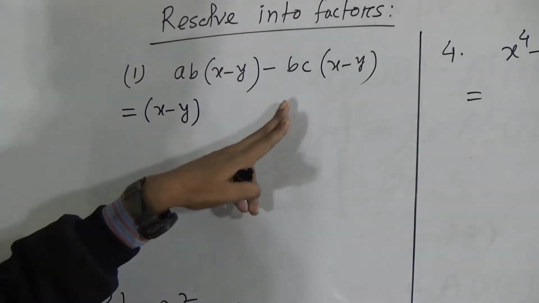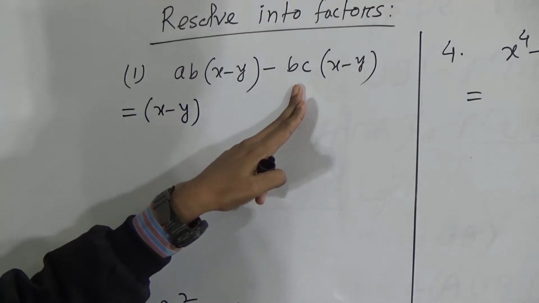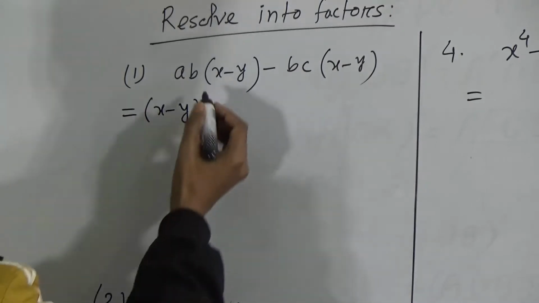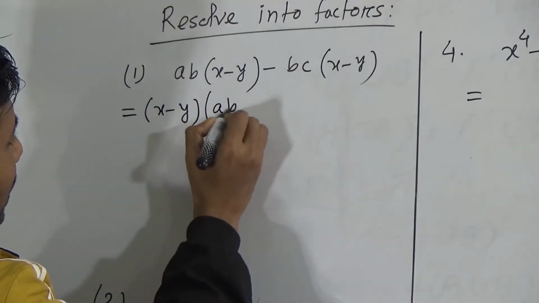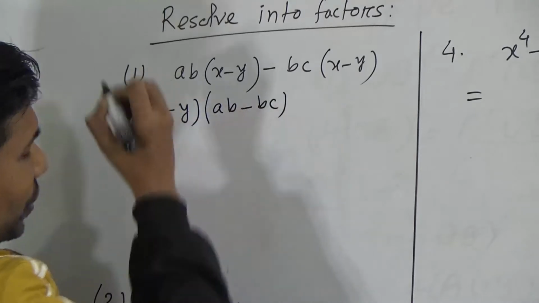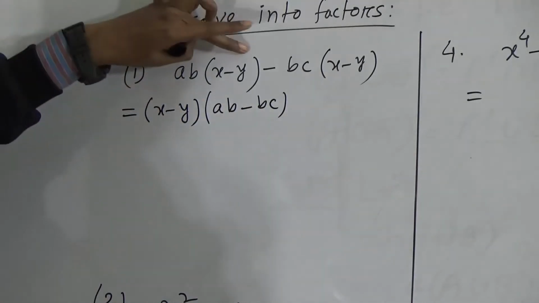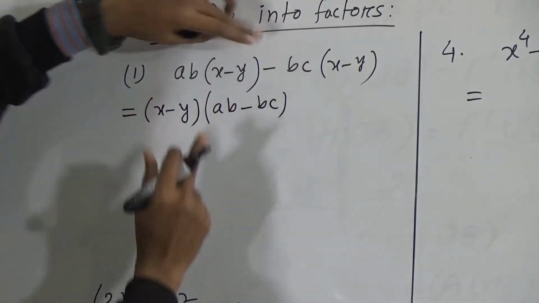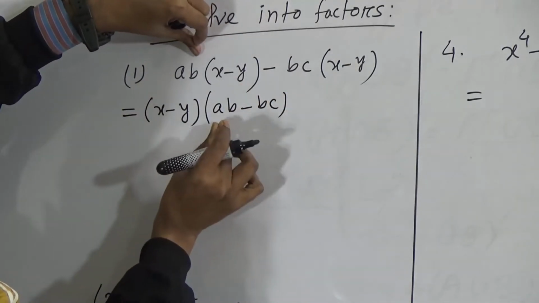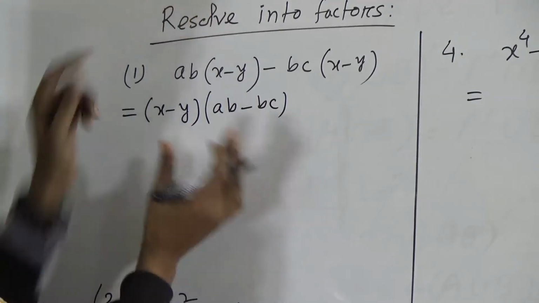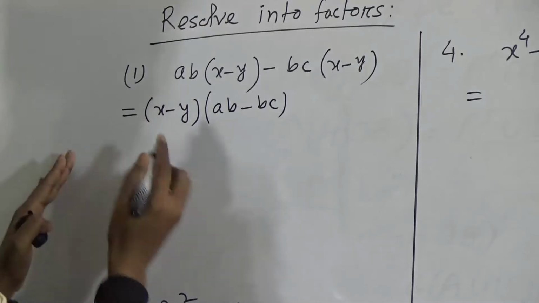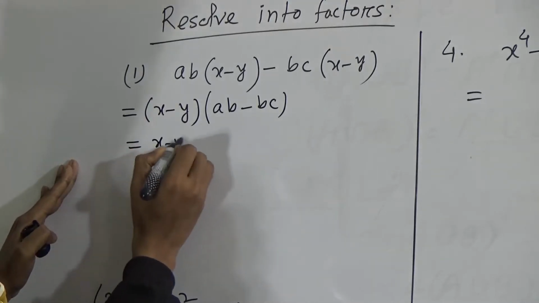Okay, or the rest of the term is AB and BC. Okay, AB and BC are the rest term. Now we have to write in such a way that they form a multiplication form. Okay, then we can write AB minus BC. Okay student, look, x minus y is the common, so I have written x minus y. Then the rest of the term AB and BC, so I have written AB minus BC. Okay, and look, these two factors are as a product form. Okay, now we have to write x minus y.